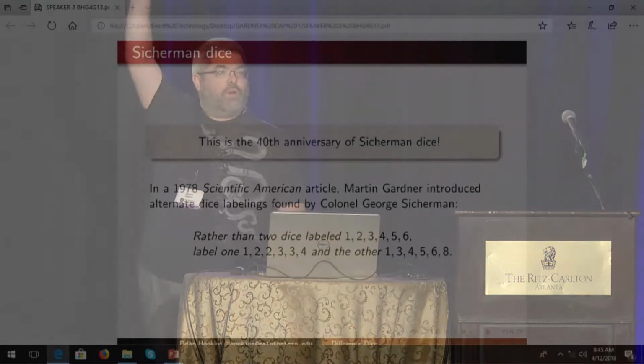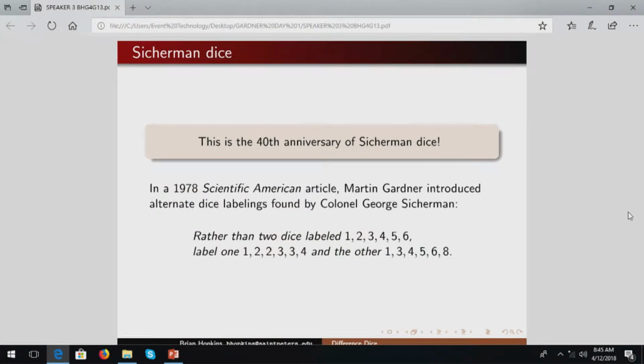This is the 40th anniversary of Sicherman dice. Who's heard of those before? Sicherman dice? So for those of you who haven't, in 1978, Martin Gardner presented the idea of Colonel George Sicherman to label dice in a slightly different way. Rather than having two dice labeled 1, 2, 3, 4, 5, 6, one is going to be labeled 1, 2, 2, 3, 3, 4, and the other is 1, 3, 4, 5, 6, 8.